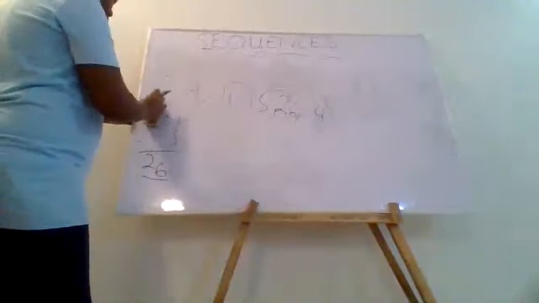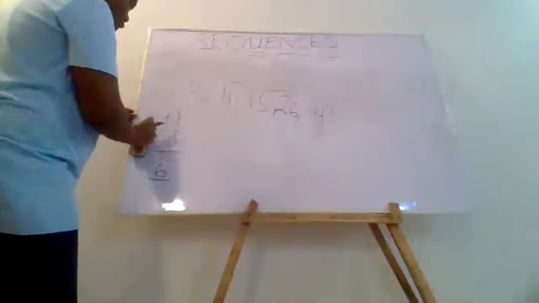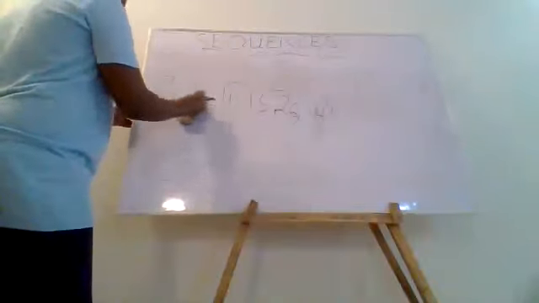So there you have it, how to find the term to term rule, the position to term rule, and the Fibonacci code in a sequence.